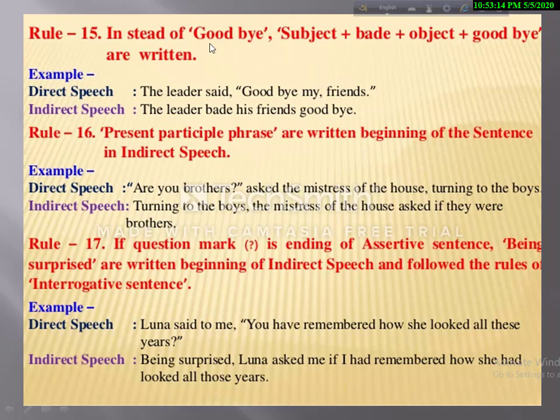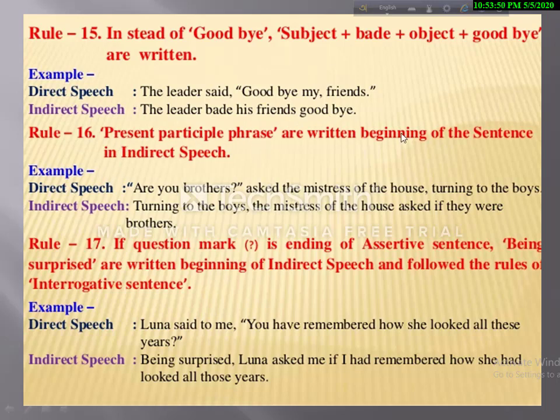Goodbye, bye bye, see you again. So, these are the words we use to bid somebody goodbye. Here we will use the verb bade, using this structure: subject plus bade plus object plus goodbye. Okay, the leader said, goodbye my friends. The leader bade his friends goodbye. And now it is rule 16.